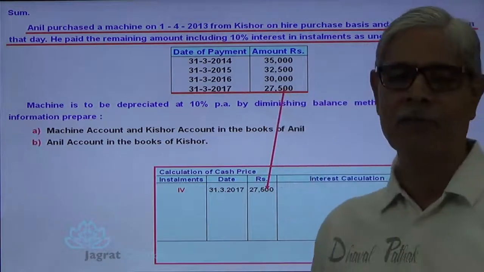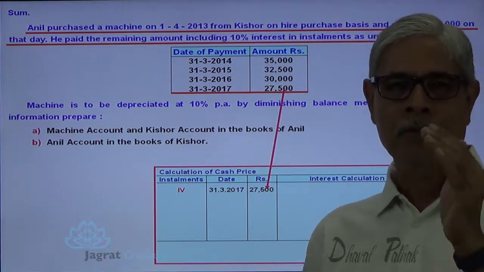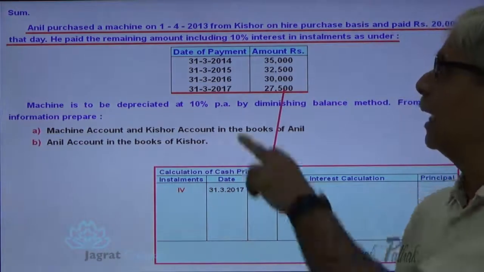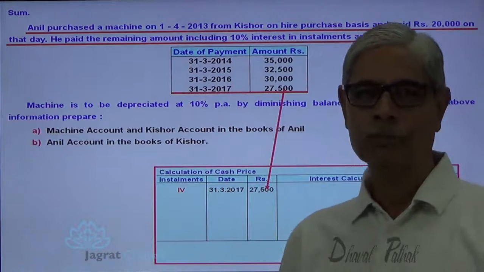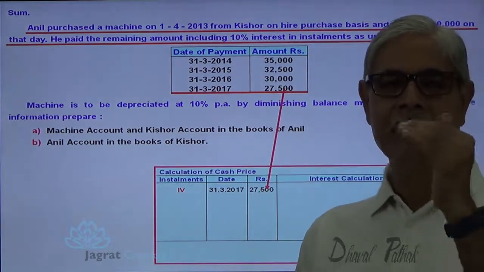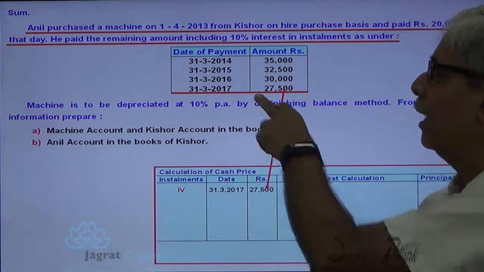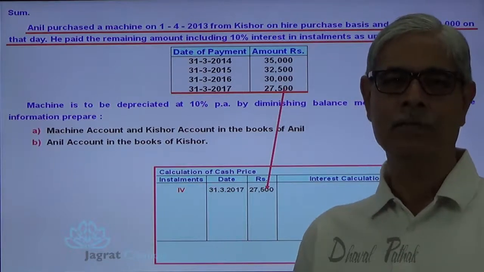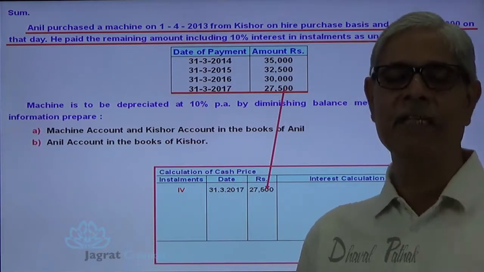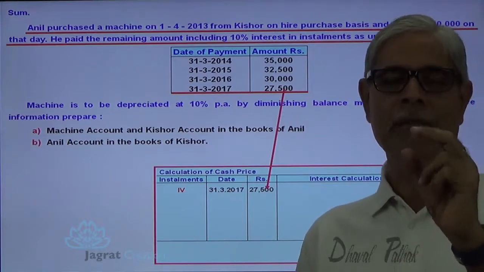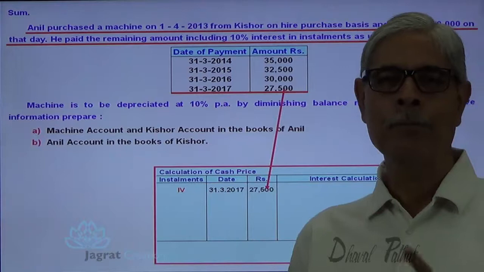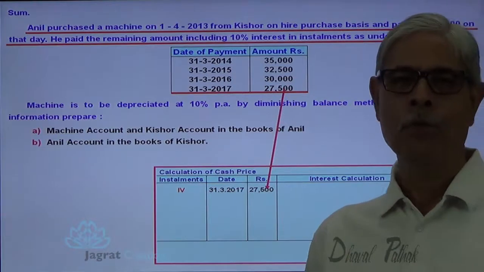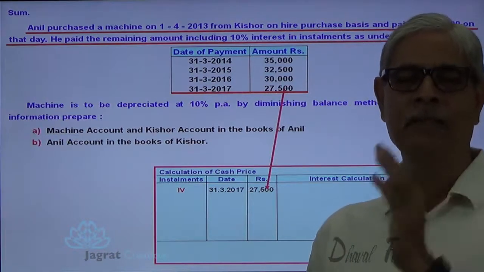So this 27,500 is an amount wherein principal plus interest is there. But the interest is for only 1 year, and that too at the rate of 10%. Now suppose that 100 is the amount outstanding at the beginning of the year 2016-17. Then 10 is the interest. 110 is the total amount payable with interest, the installment amount. So if 110 is the total amount payable, then 10 is the interest.